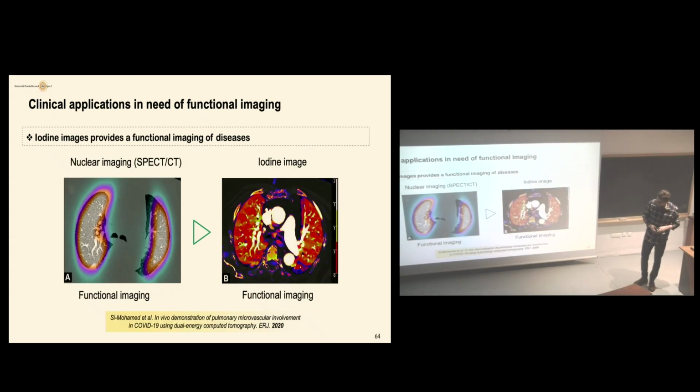But it's not the only advantage of current spectral CT imaging. It's also to provide functional imaging of disease. And this point is really, really important. I said many times that CT is about morphology, but it's not about morphology anymore with spectral CT. Now it's about functional assessment.